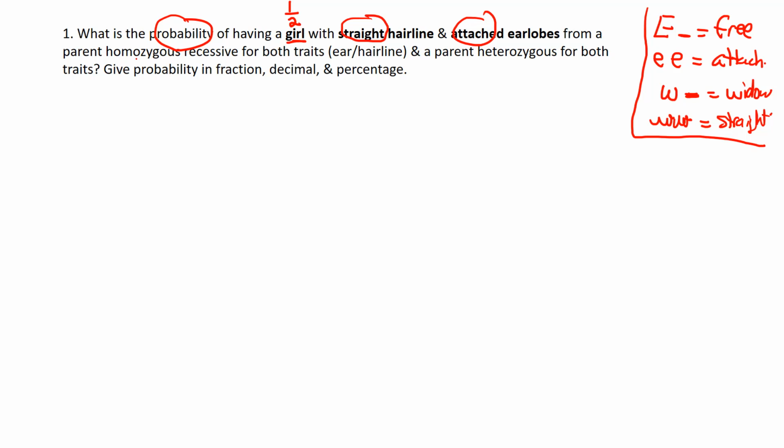So a parent that is homozygous recessive for both traits, meaning the ear and the hairline, that's one of the parents. Let's put their genotype there. If they're homozygous for both traits, we can say little e, little e, little w, little w. Okay, so that's homozygous recessive for both traits. With a parent that is heterozygous for both traits, so hetero for both traits, capital E, little e, capital W, little w. Okay, give the probability in a fraction, decimal, and a percentage. They want all three, and on your test, they could ask for any of those formats for your answer.